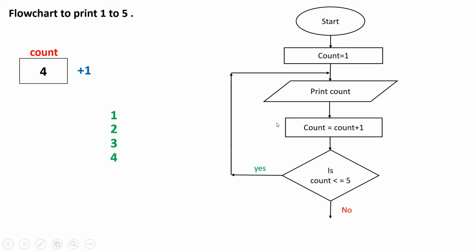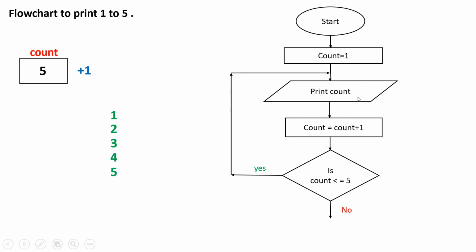See? Now again I have to increase this count to 5, so I use count equal to count plus 1. It became 5. Again I am checking whether this 5 is smaller than or equal to 5. Why do I use this equal symbol? Because I need to print 5 also. So 5 is equal to 5, and it will go to print count again. So again the 5 is printed.